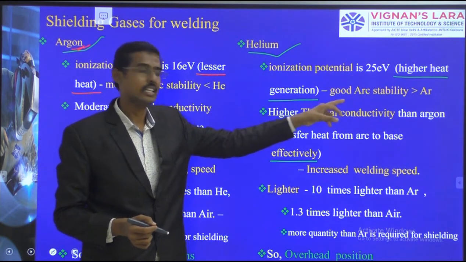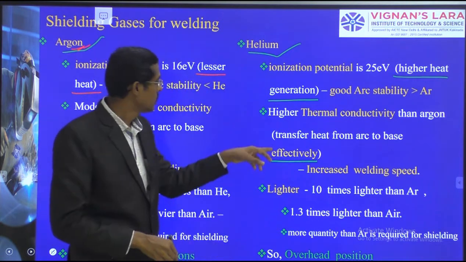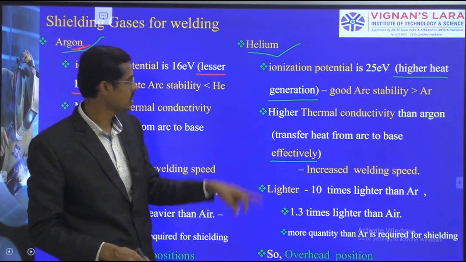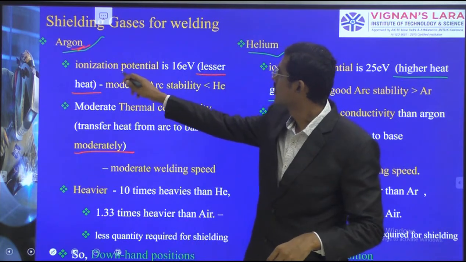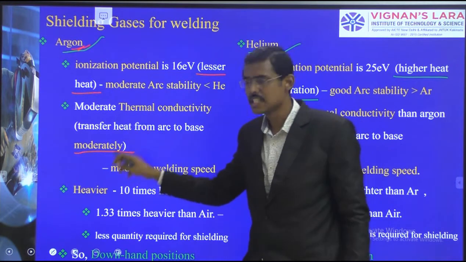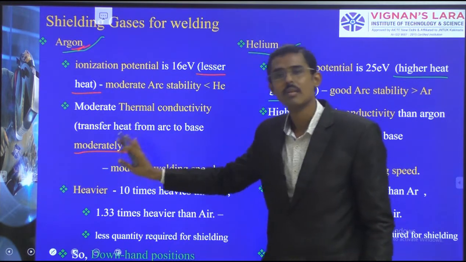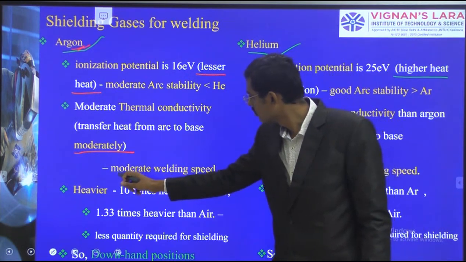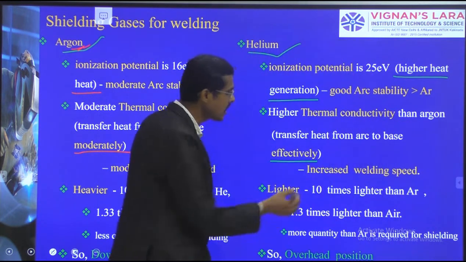After heat generation, the arc has to be stable, and the heat has to be transferred to the workpiece. Heat generated, helium good. Transfer of heat to the workpiece, helium good. Mark it in green. But here you see, heat generation is moderate. At the same time, transfer of heat to the workpiece, conductivity is low, therefore that is also moderate here. So moderate welding speed is here, but here you can see increased welding speed.